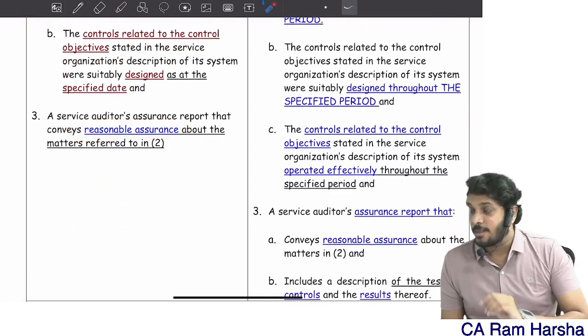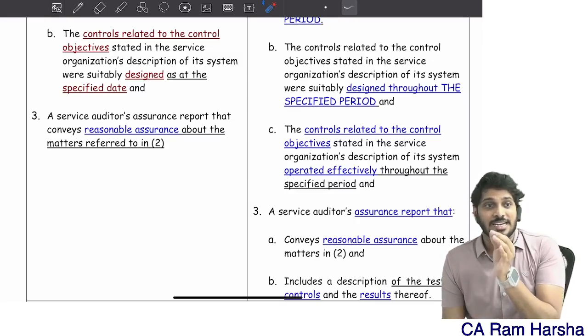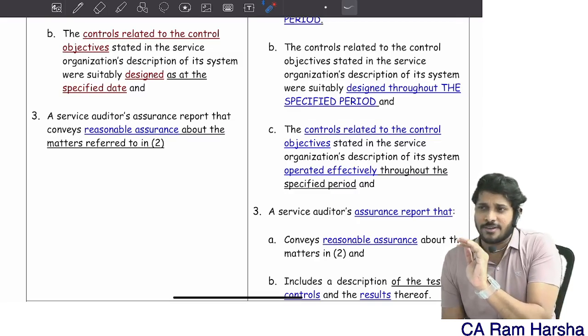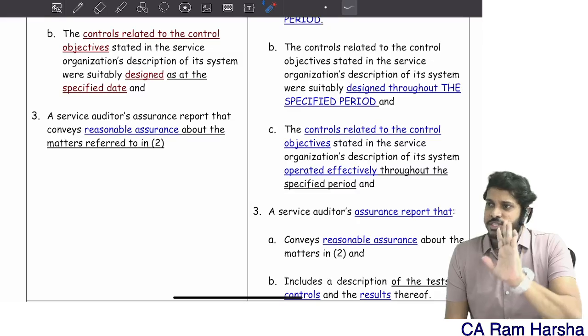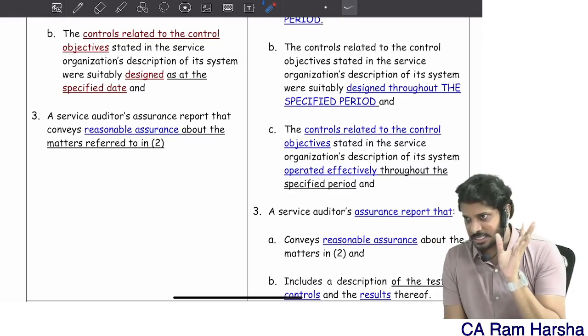Are you clear? The 3402 standard is also reasonable assurance. The 3400 standard is limited assurance. In 3400, limited, they use the word moderate assurance. Then what is the difference between limited assurance and moderate? No difference, just the context is different, that's it.